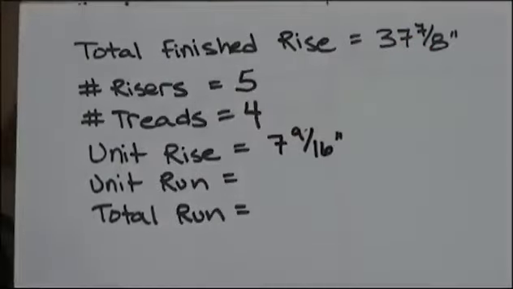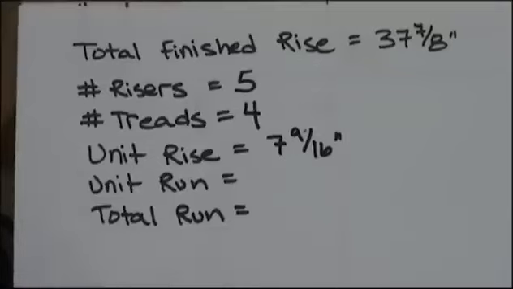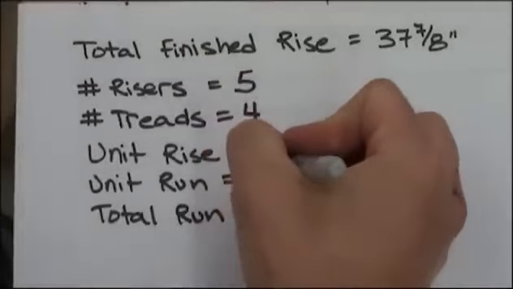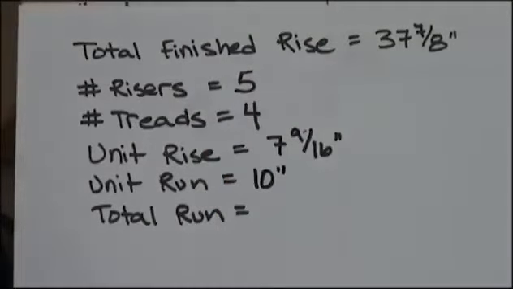Our unit run, assuming it's a residential stair, is 10 inches for simplicity and to keep the stairs as small and short as possible. There may be times when we want to use a dimension other than 10 inches, but unless otherwise instructed by the architect, 10 inches is our preferred unit run.